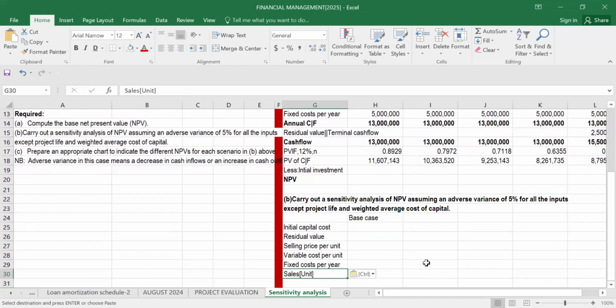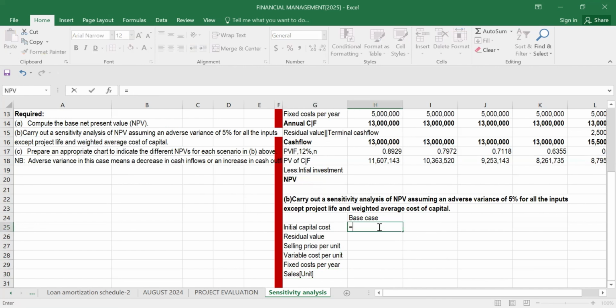And also we know that there are other variables, the discount rate and the useful life. But in that case, we are told to assume that those ones will not change. So what I need to do is basically to have these values under the base case.